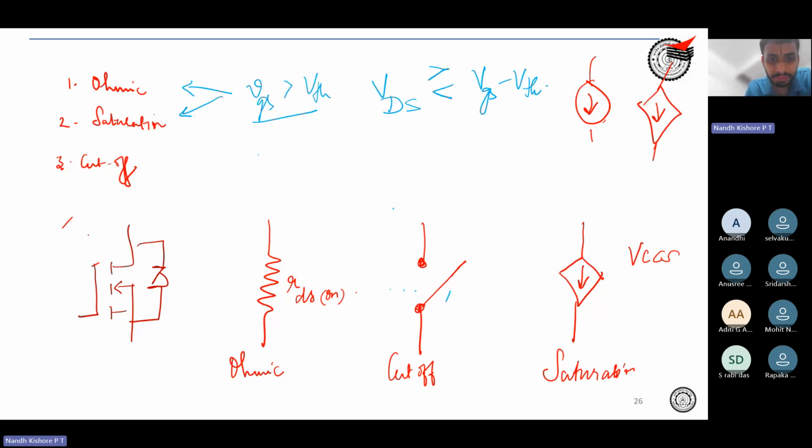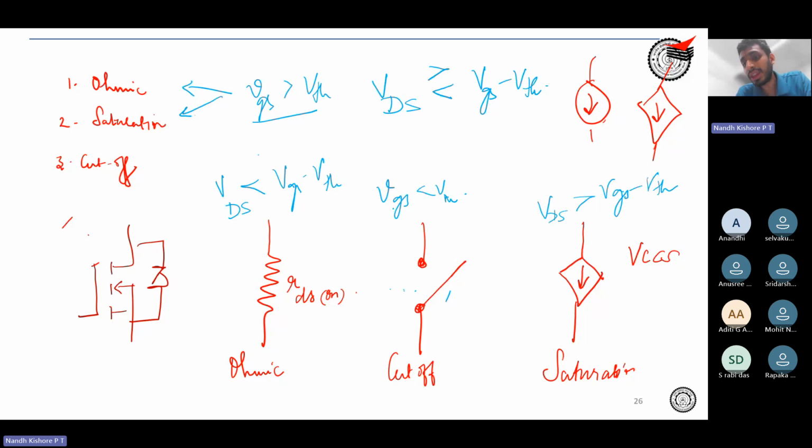If your VDS is much less than VGS minus V threshold, you tell the device is in ohmic region, correct? And if your VDS is more than VGS minus V threshold, then the device is in saturation region, and only then it will act as a voltage controlled current source, or else it will simply function as a resistor, right?